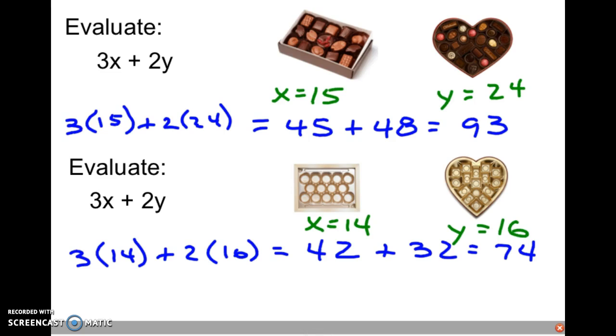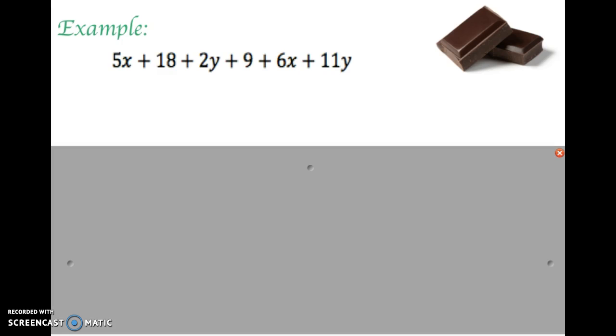So the thing about the variables is we can put in different numbers for the variables. Now let's run through some examples. We're basically just going to sit here and add those like terms together. So for the first example here, let's start with the x's. We got 5x and 6x. So 5 plus 6 means we have 11x.